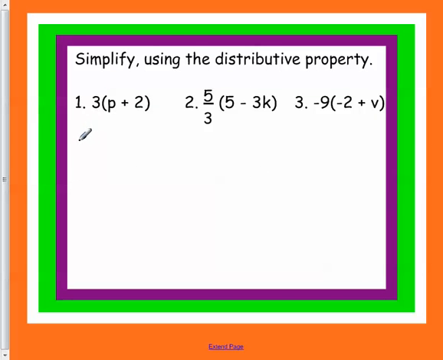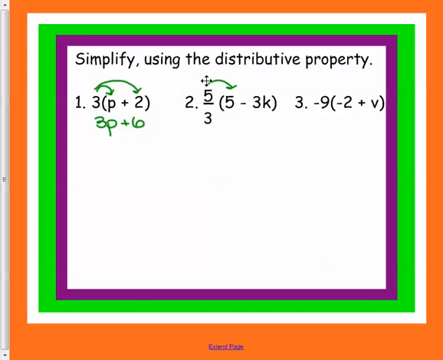All right, so let's simplify using the distributive property. The distributive property helps us because we cannot add this p plus 2 like order of operations tells us to do. But we still need to multiply this 3 by this whole thing. So we distribute the 3 to the p and to the 2. So 3 times p is 3p, and 3 times a positive 2 is a positive 6.